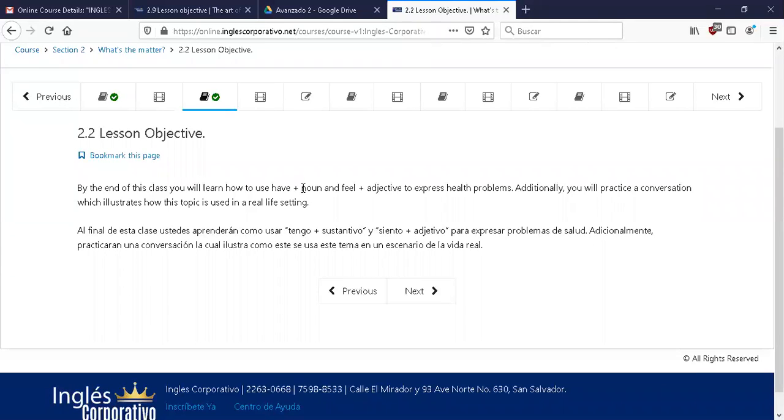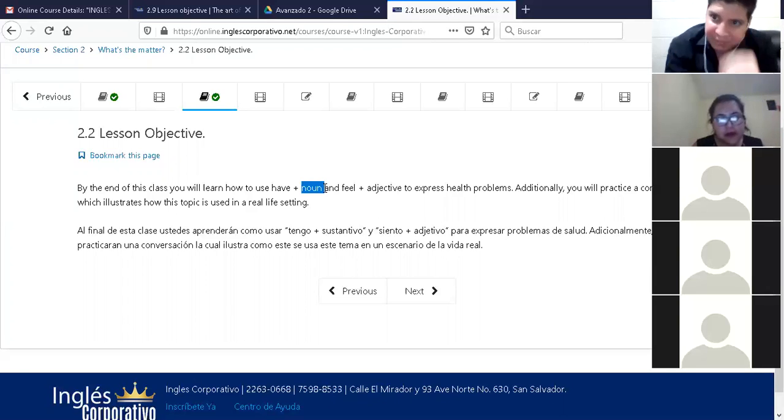Guys, antes que entremos al tema, ¿qué es un noun? What is a noun for you? Nombre. It's a name, the name of things. So, give me examples of nouns. All of the body parts that we mentioned, todas las partes del cuerpo que mencionamos son nouns.